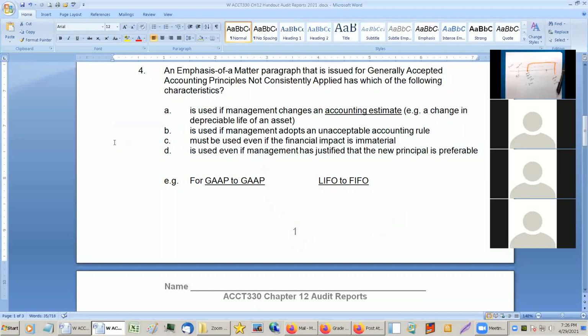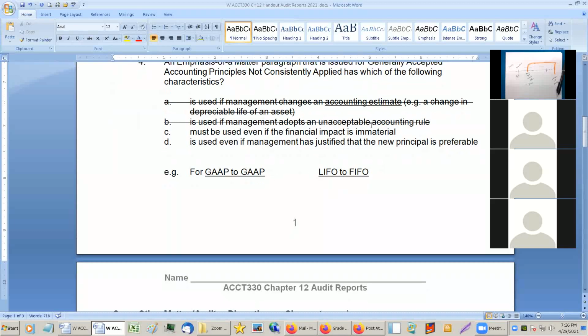Going to make it even easier. It can't be B. And you might ask, well, why can't it be B? B is used if management adopts an unacceptable accounting rule. This isn't for that. If they have an unacceptable accounting rule, they get a bad audit report. This is a clean audit report. This is for things that are GAAP. So a bad accounting rule isn't GAAP.